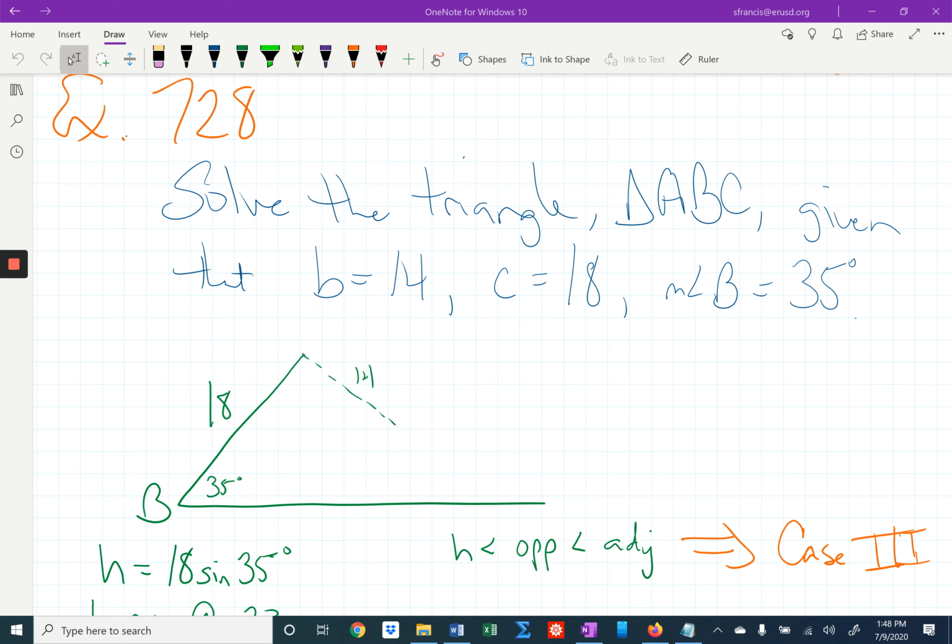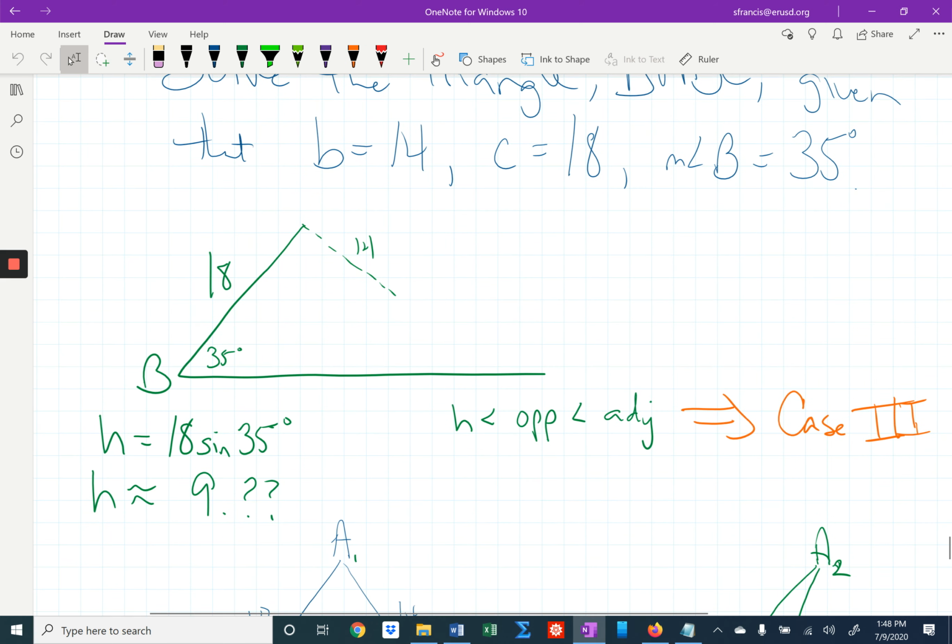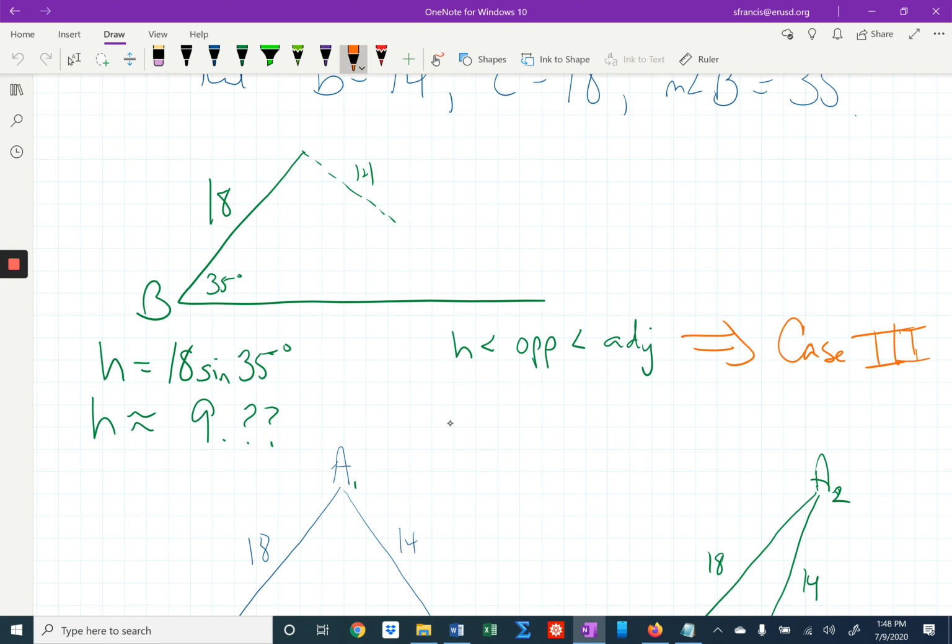Then I have height and compare. The height is going to be found by taking the adjacent side, 18, and multiplying by the sine of 35 degrees, which I know is a little bigger than 9. It's 10 point something, but it's close. It's less than 14. Sine of 30 degrees is 1/2. Sine of 35 is not far from 1/2. It's a little bigger, but multiply that times 18. It'll be something in the neighborhood of 9, but not more than 13.